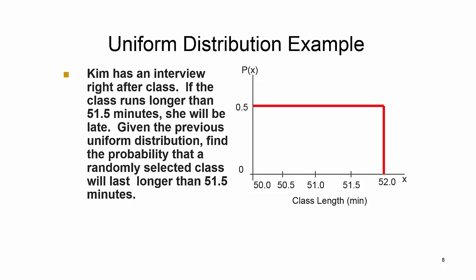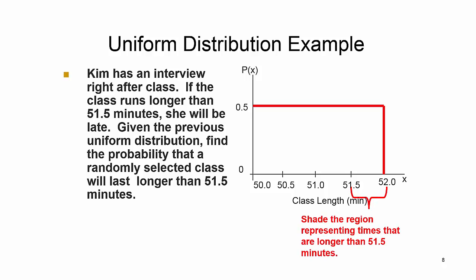Let's solve some problems using this uniform distribution. Kim has an interview right after class. If the class runs longer than 51.5 minutes, she will be late. Given the previous uniform distribution, find the probability that a randomly selected class will last longer than 51.5 minutes. Okay, so what I want to do is shade the region representing times that are longer than 51.5 minutes. So I go all the way up to the curve and shade that rectangle.